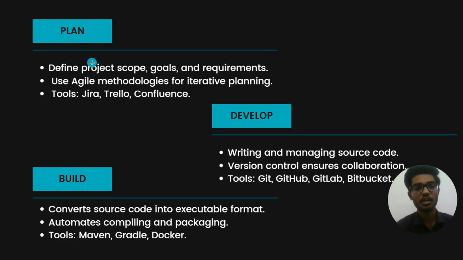And for that, we use the agile methodology for iterative planning, because the older software development models, like the waterfall model, were not that customer friendly. So we use agile, which is more compatible with DevOps practice. And we use tools like Jira and Confluence for this. As I already discussed, I will be coming with a detailed video regarding the tools and how we are going to use them. So here I'll just give you a small introduction.